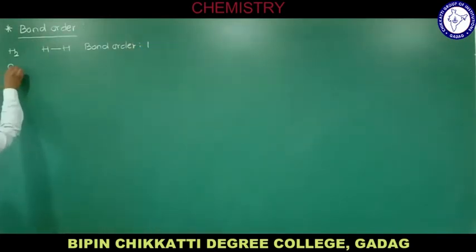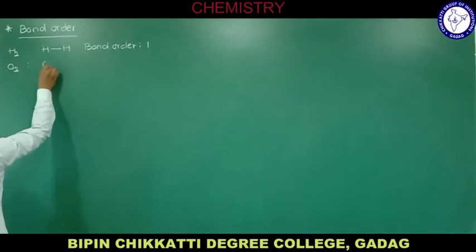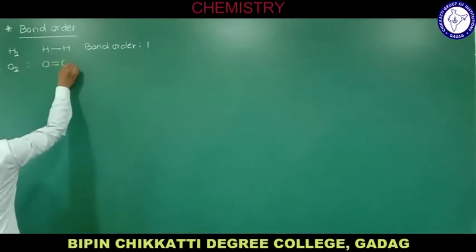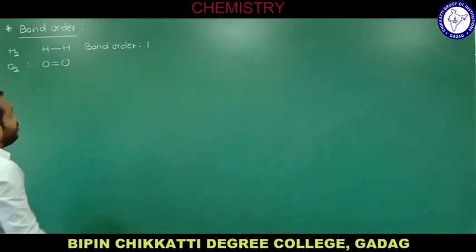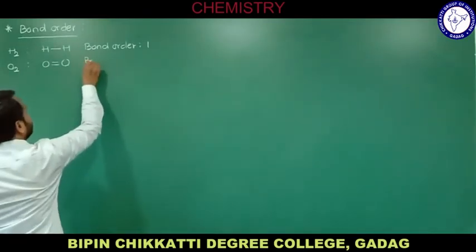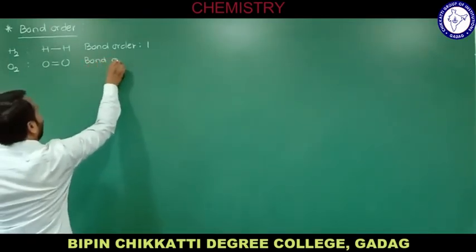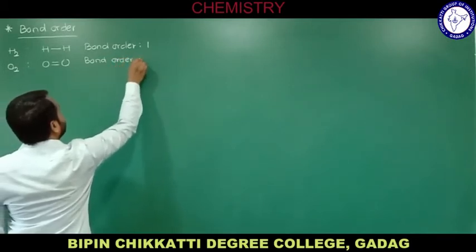If you consider oxygen as an example, we know in between oxygen atoms we have two covalent bonds, because two shared pairs of electrons we are going to observe. Therefore the bond order in case of oxygen is 2.